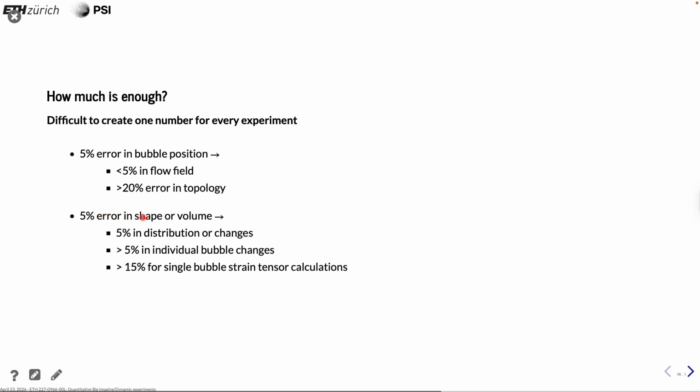If you look at the errors in shape or volume, it would maybe be, in some cases, okay if 5% of the distribution changes, but then there would be maybe more than 5% of individual bubbles that change behavior, and maybe some strain tensor calculation also goes completely berserk. So you have to see the effect of the precision on what you do and what you want to see in the end, and how that actually affects it. So it's the whole cascade of what you're measuring, and you see how these errors propagate.